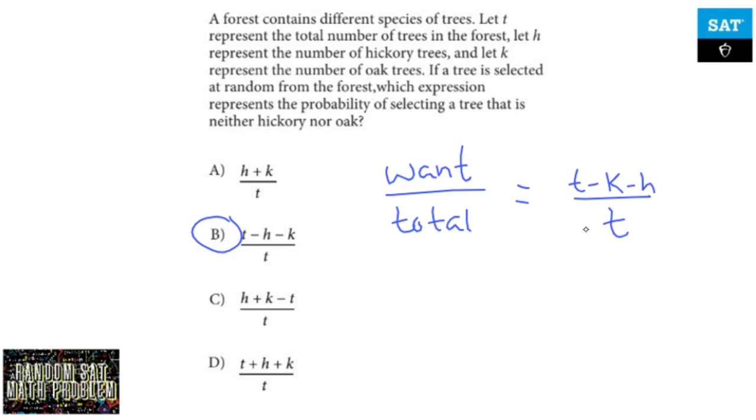B is my answer. That's how you do probability. Interesting. Fun, though.